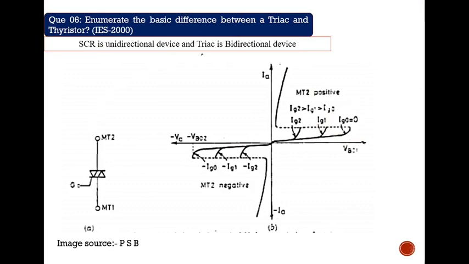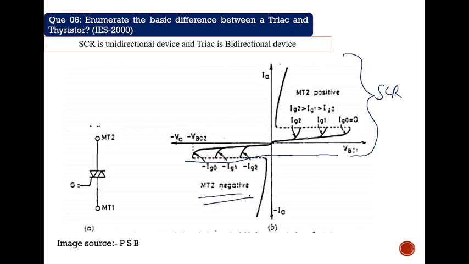This one question has come in IES 2000: the basic difference between the Triac and Thyristor. Triac is a bi-directional device, and SCR is a unidirectional device. If you compare the IV characteristics, this characteristic is only for the SCR. If you are using the Triac, you get a symmetrical characteristic here.